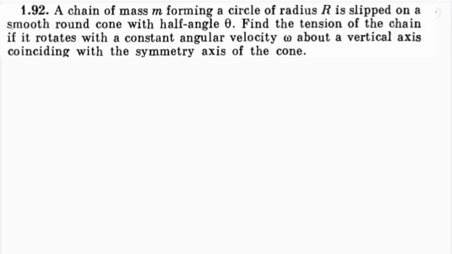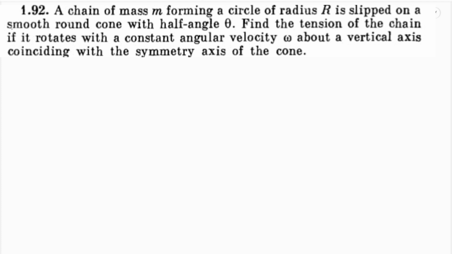So we are dealing with the 14th problem in this series, and the 14th problem is problem number 1.92. The problem is asking: a chain of mass m forming a circle of radius r is slipped on a smooth round cone with half angle theta. Find the tension of the chain if it rotates with a constant angular velocity omega about a vertical axis coinciding with the symmetry axis of the cone.